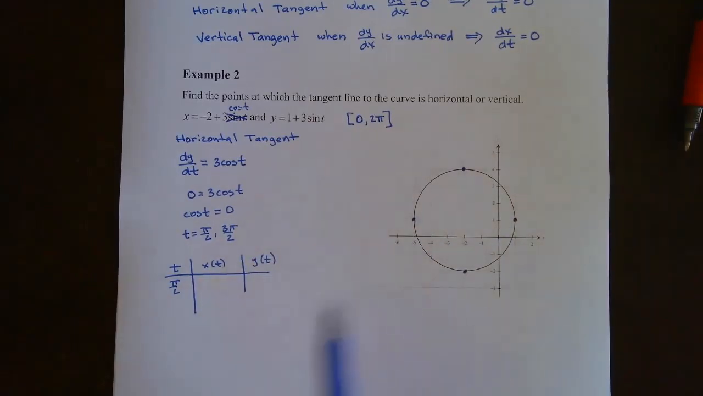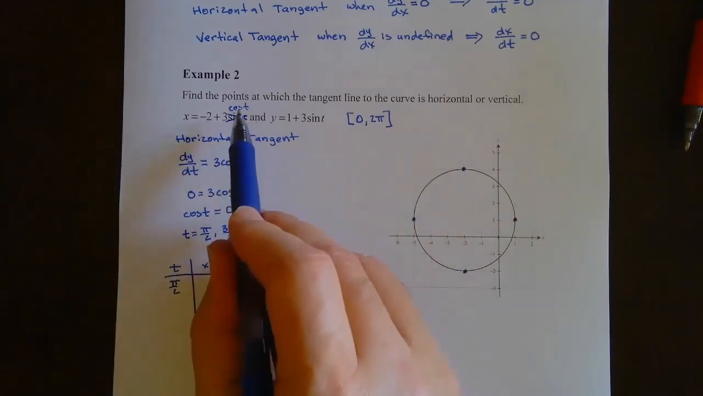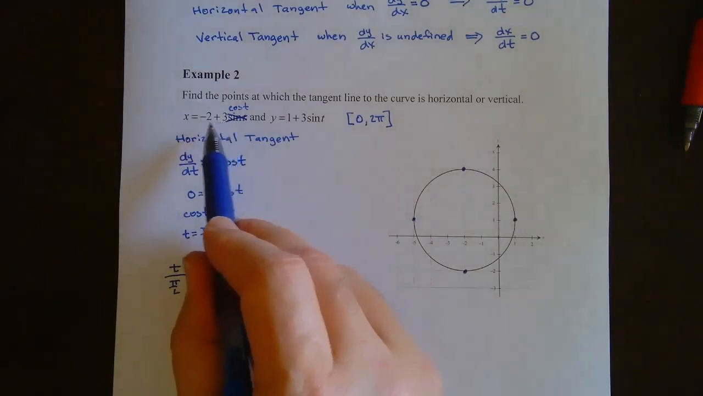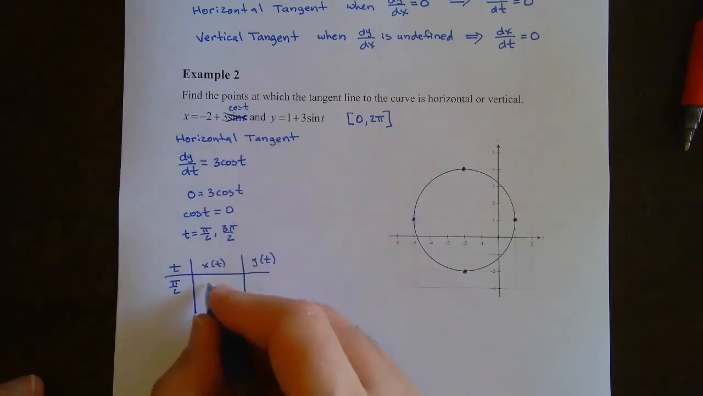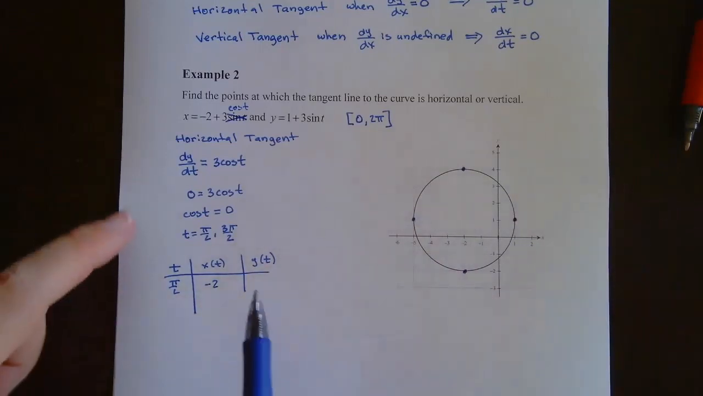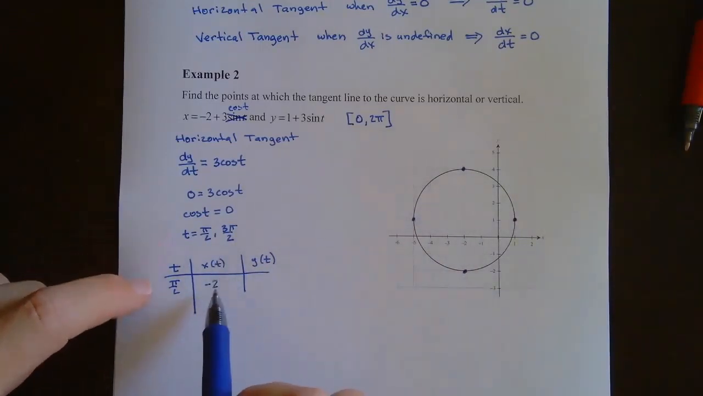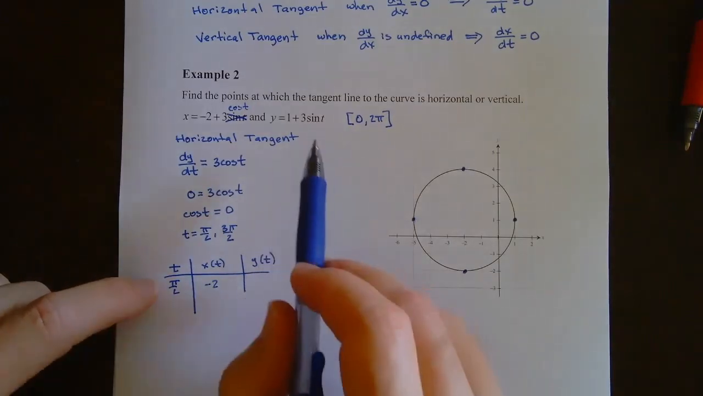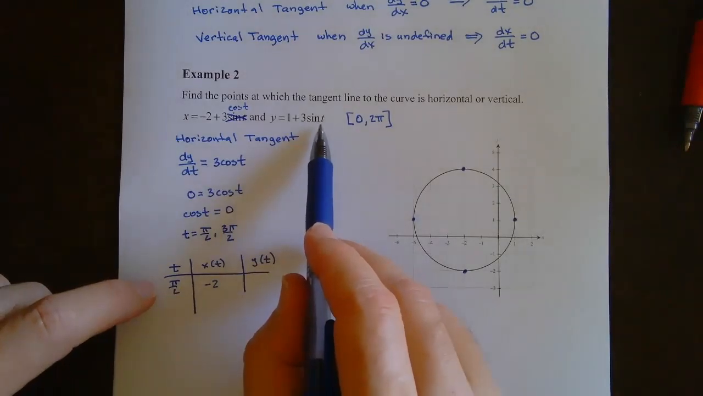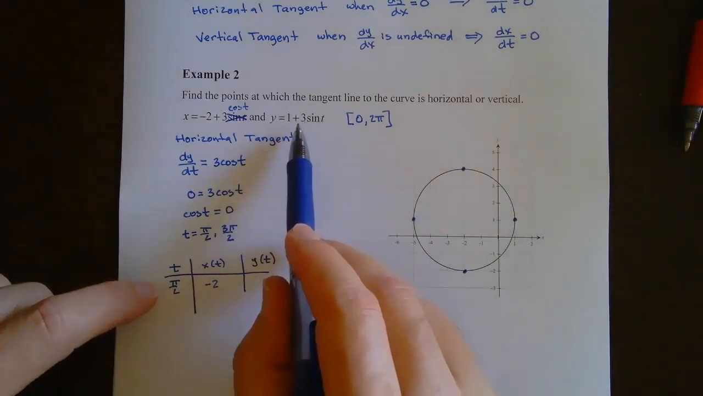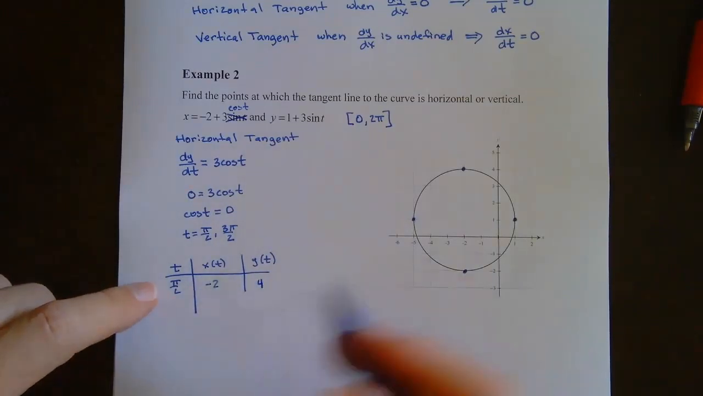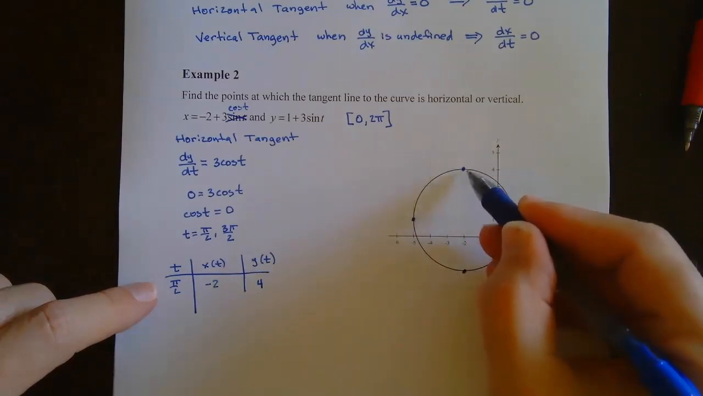So when we put pi over 2 in here, what's cosine of pi over 2? That's 0, and 0 times this 3 would be 0. And then negative 2, right? So it's going to happen at negative 2, and that makes sense, right? X is negative. So when t is pi over 2, x is negative 2, and for the y, what's sine of pi over 2? Sine of pi over 2 is 1, times 3 is 3, plus the 1 is 4. So that means there's a horizontal tangent right here at this point, negative 2, 4.